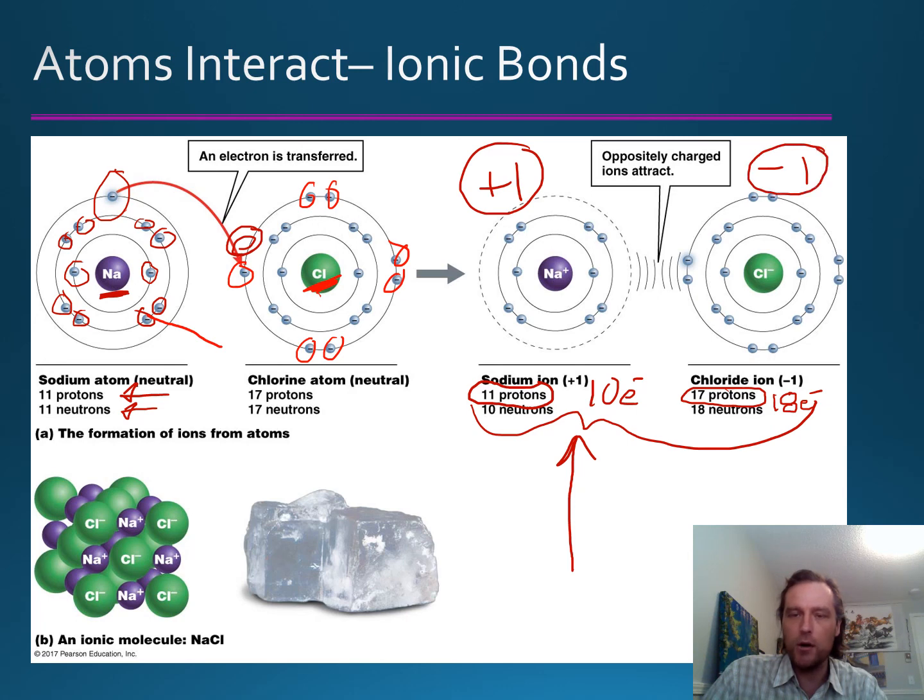Most of you probably know that negatives and positives are attracted to each other. Oppositely charged particles are attracted to each other, and this is the formation of an ionic bond. This is the ionic bond, the attraction between a positive and a negative charge. That's an ionic bond. All right.